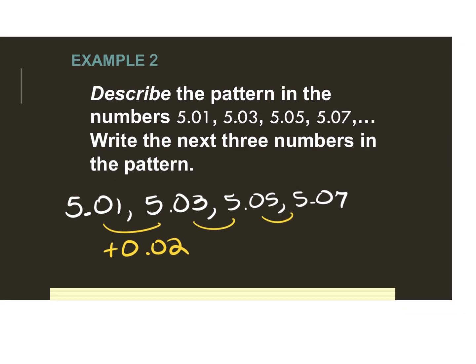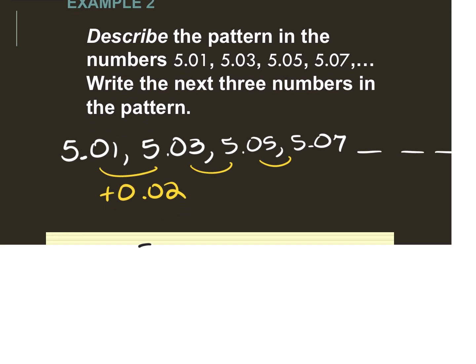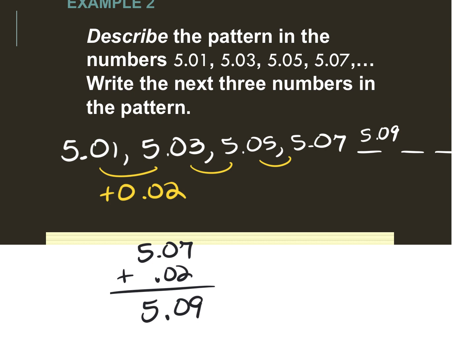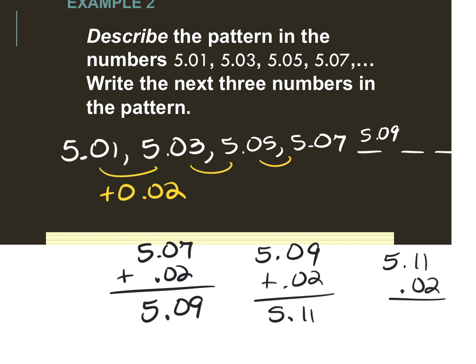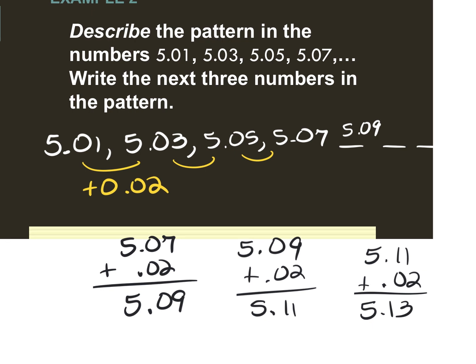So now to get the next three numbers in the pattern, I'm going to take my last number here, 5.07, and I'm going to add 0.02, and my next number in my pattern is going to be 5.09. And then I'll do it again to get the next one. Take the answer I just got, add the 0.02, and then do it one more time because they wanted the next three numbers. So the next three numbers: 5.09, 5.11, and then lastly, 5.13.